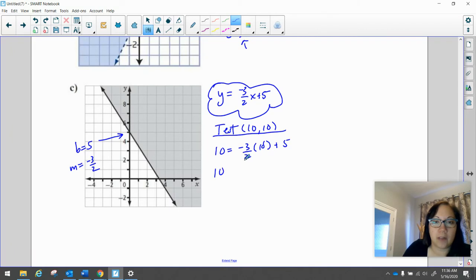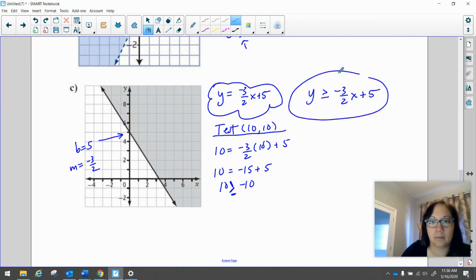So 10 divided by 2 is 5. 5 times -3 is -15. So I get 10 and -10. And so 10 is greater than -10, and it's a solid line, so I'm going to put the equal sign on there. So it's greater than or equal to for this inequality. You could go into Desmos and check your answers by plugging this in exactly as you see it.